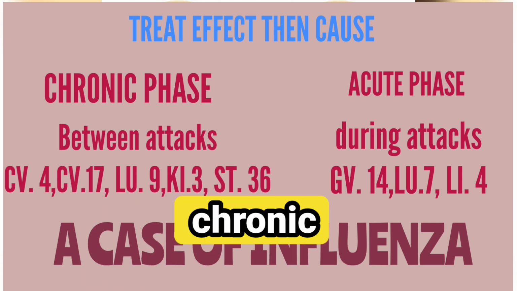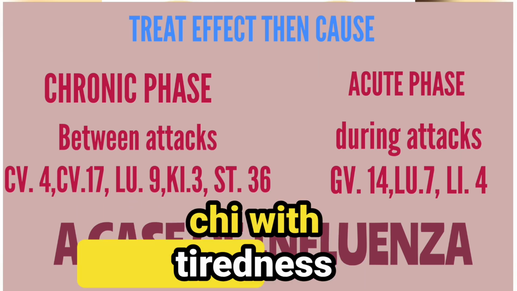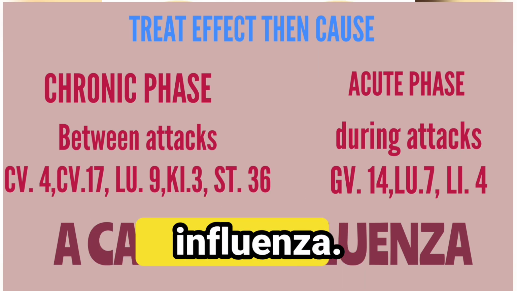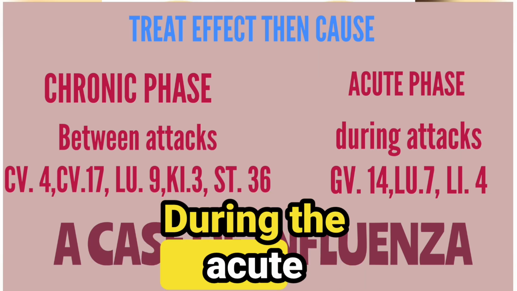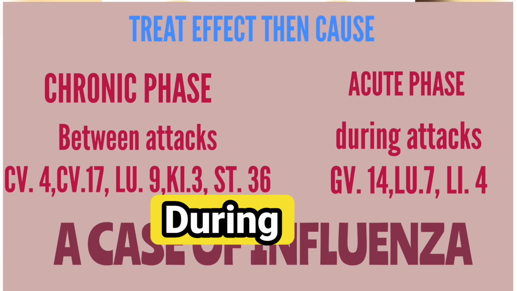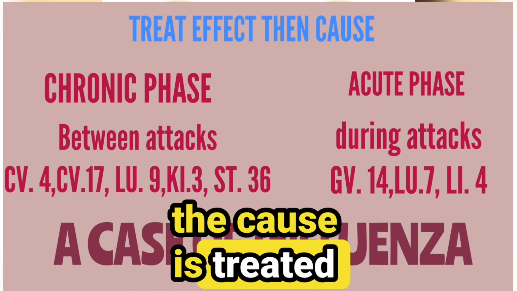For example, a chronic interior condition of deficient Qi with tiredness may allow periodic exterior invasion by wind cold with influenza. During the acute phase, the influenza effect is treated by expelling the wind cold. During the chronic phase, the cause is treated by tonifying the Qi.